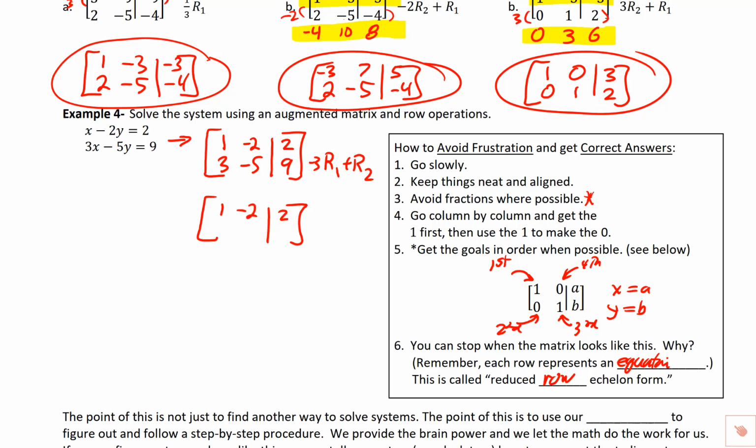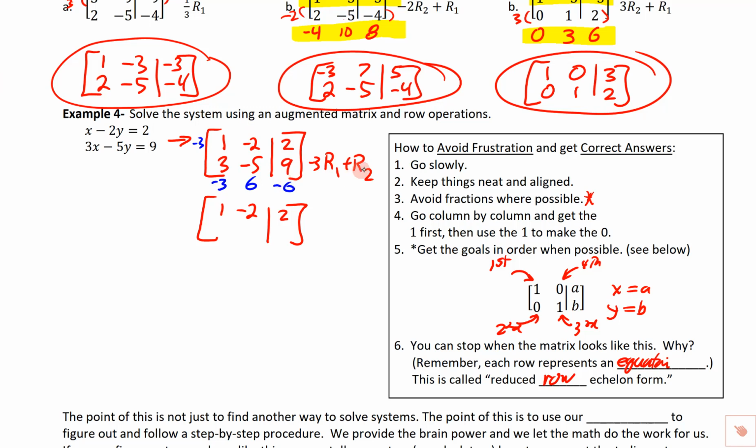And then I'm going to change colors so I can show a little bit of work here. I'm going to multiply this row by -3. So if I multiply by -3, here's what I get. I get -3, 6, and -6. Again, go slowly. Make sure you keep things neat and organized.